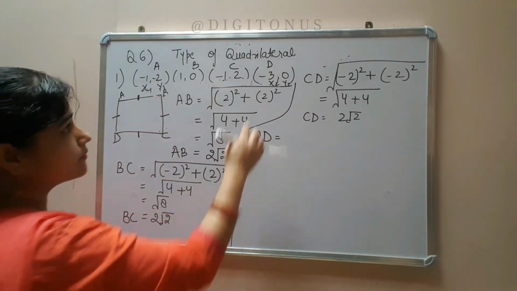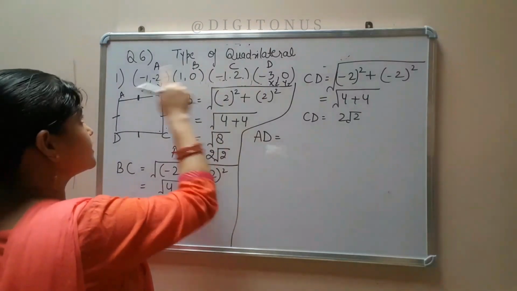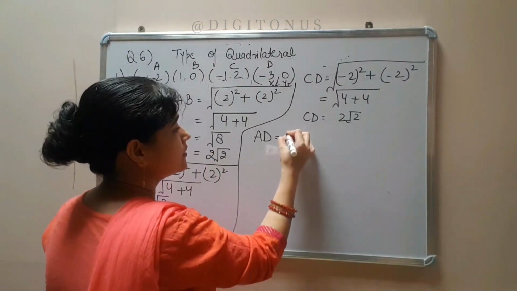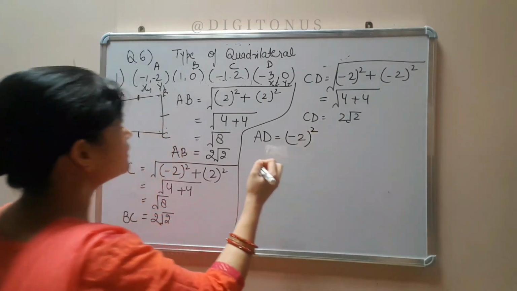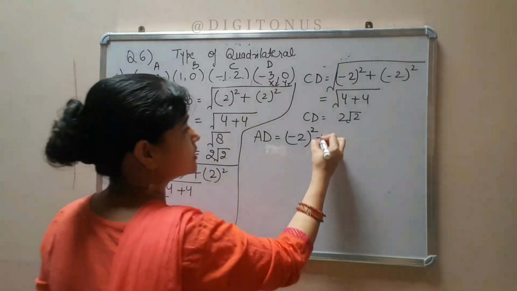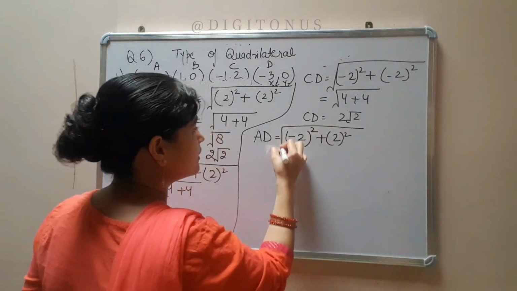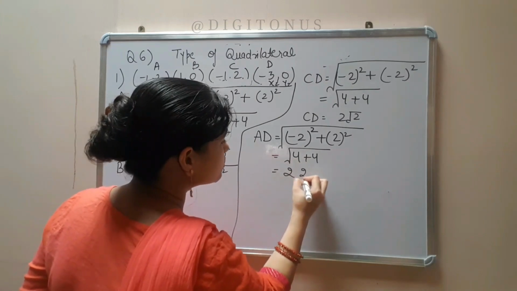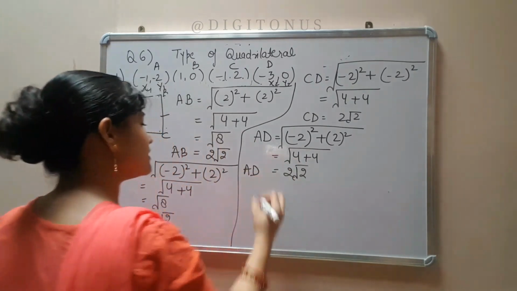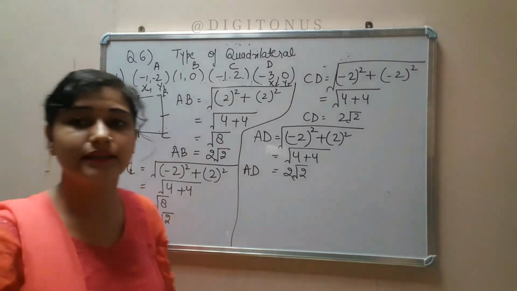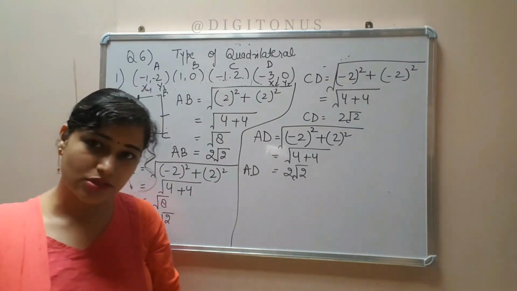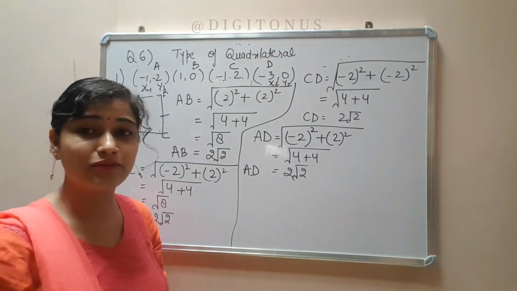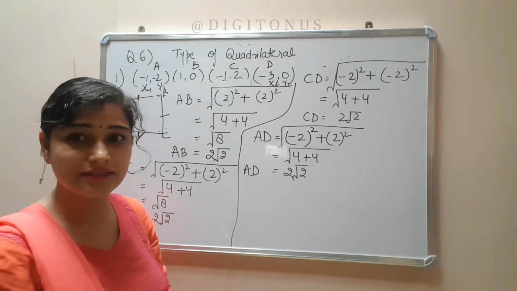So distance between AD. x2 minus x1, minus 3 minus 1 means plus 1, and minus 3 plus 1 will be minus 2 whole square, and 0 minus 2 means plus 2 whole square under root. Again 4 plus 4 under root means 2 under root 2. So by this we can say that all four sides are equal. It means it can be a square and it can be a rhombus also. But I told you that we have to give only one name, that is, which type of quadrilateral this is.